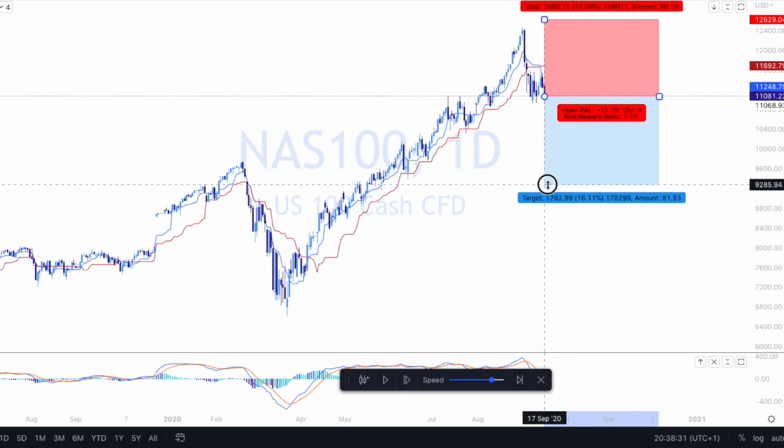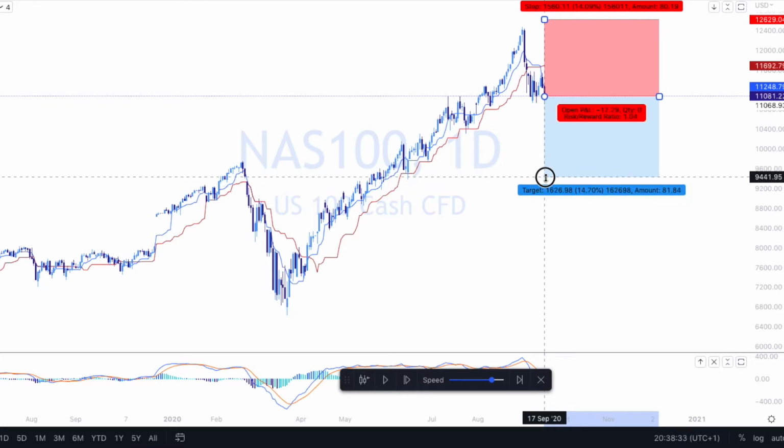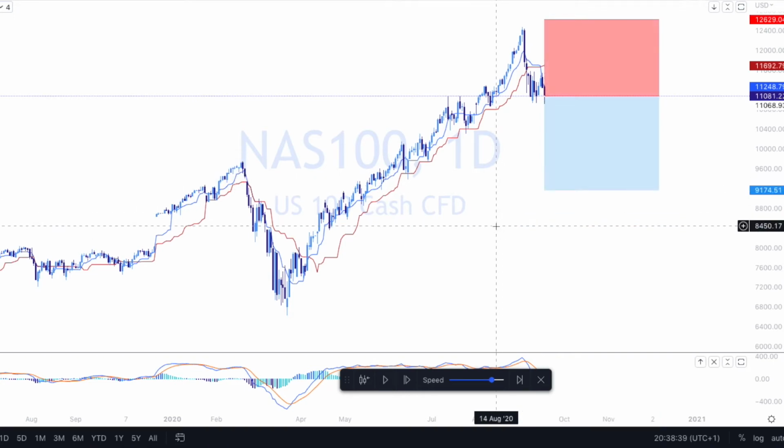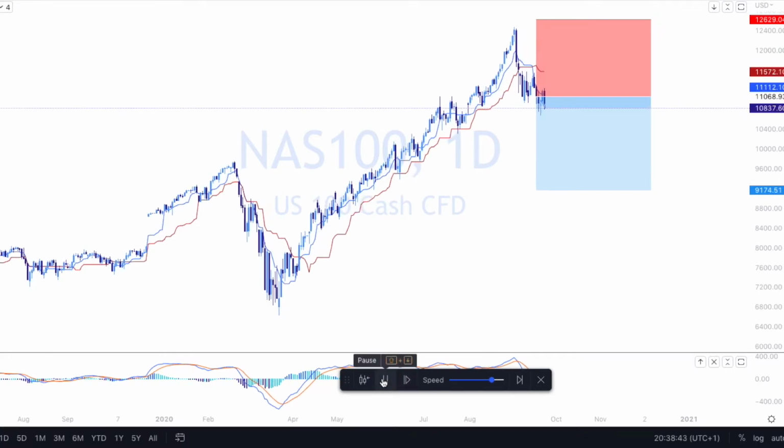So what kind of ratio are we looking for? Let's just say 1 to 2, right? 1 to 2 ratio. So let's hit that. Let's see if it gives it to us.